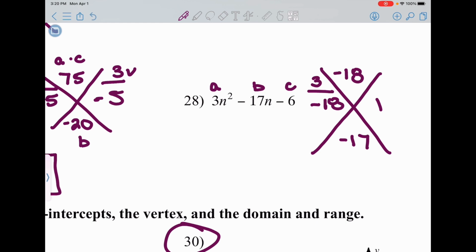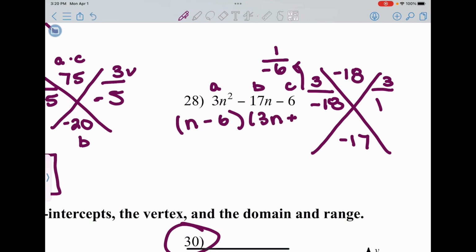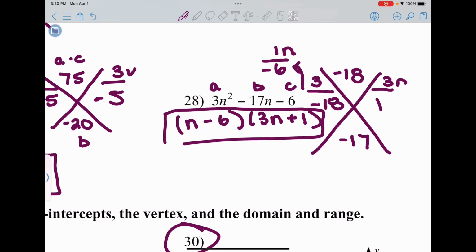I also have to put the a value on top and simplify if I can. 3 over negative 18 can simplify to 1 over negative 6. And this tells me that my binomials will be n minus 6 and 3n plus 1. The number on top tells you what goes next to your n, and the number on bottom tells you what you are adding or subtracting.